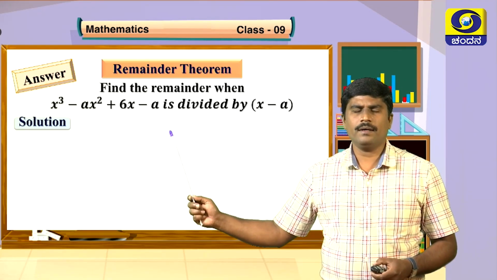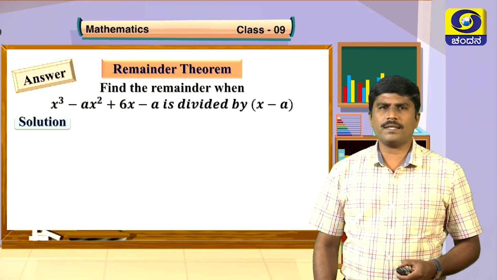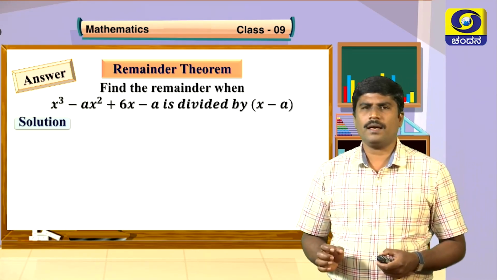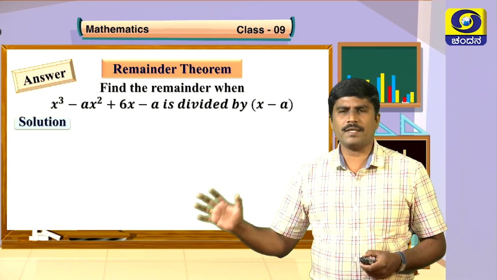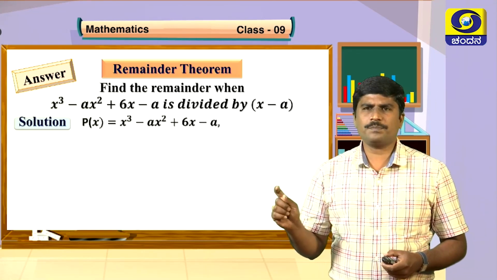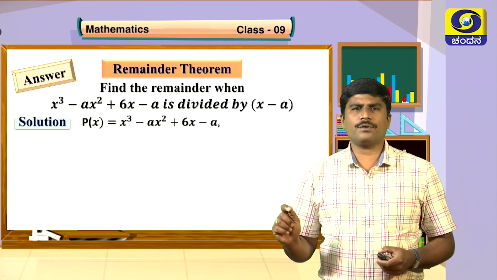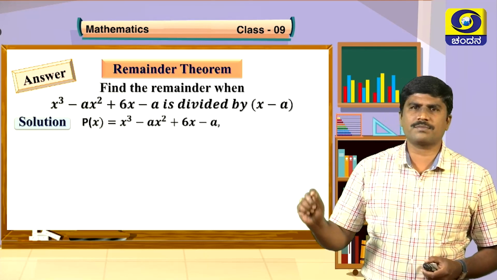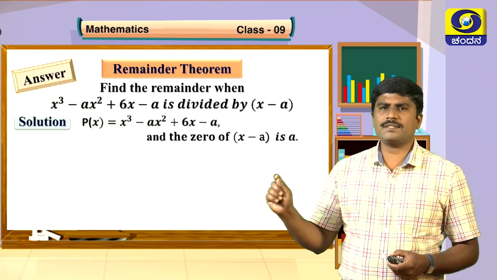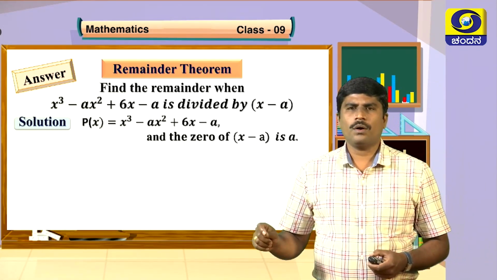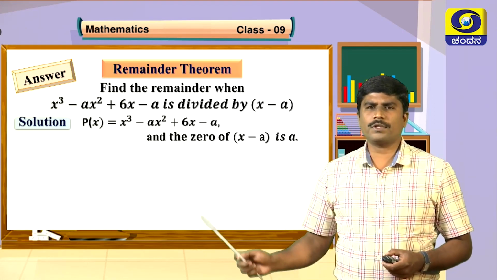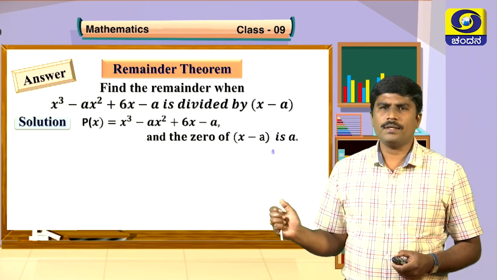Find the remainder when x cube minus ax square plus 6x minus a is divided by x minus a. So let p of x be equal to x cube minus ax square plus 6x minus a. Now x minus a will be 0 only when x is equal to a, so you have to put the value x is equal to a.